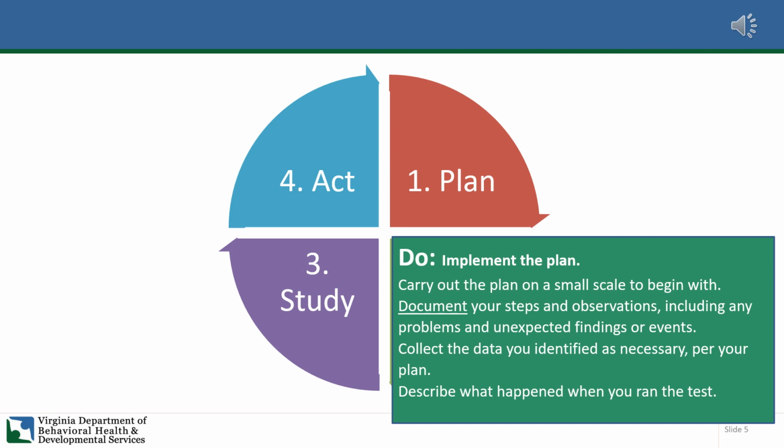Next comes the do phase. This is where you implement your plan. You want to carry out the plan on a small scale to begin with and document your steps and observations. Make sure to include any problems or unexpected findings or events. This is also when you collect the data you identified as necessary for your plan in order to do the next step, which is to study. You want to describe what happened when you ran the test.